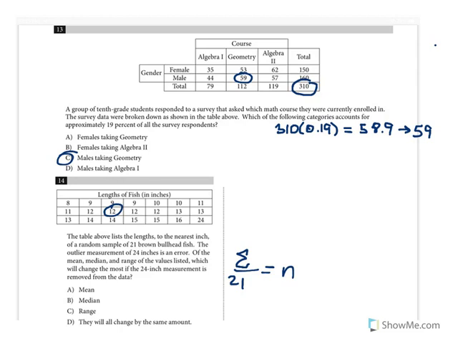What about the range? All right, the range is the largest value minus the smallest value. So right now, the range is 24 minus 8, which is 16. If we take away that 24, now the range is 16 minus 8, which is 8. So that range changes the most. So it really helps to know your measures of central tendency.